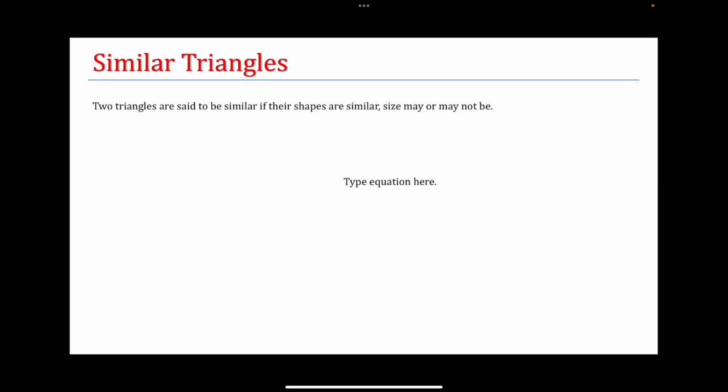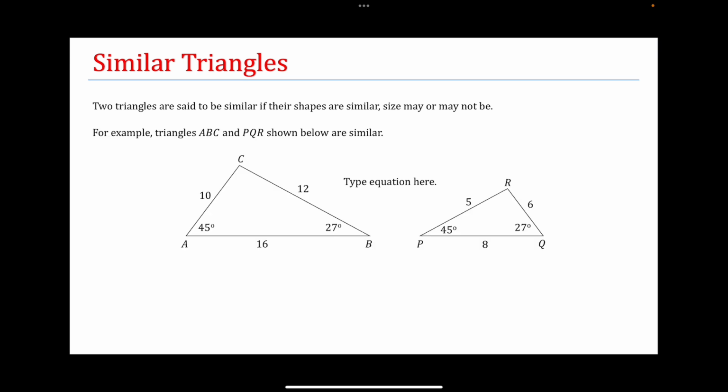Similar triangles. Two triangles are said to be similar if their shapes are similar. Sizes may or may not be. So in the given figure, triangles ABC and triangle PQR, they are similar. The corresponding angles are equal. Angle A and angle P are equal. Angle B and angle Q are equal. Similarly, angle C and angle R will be equal.